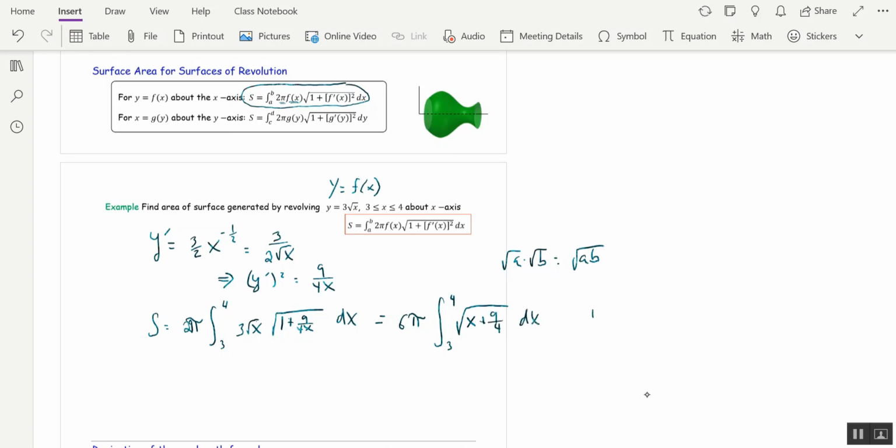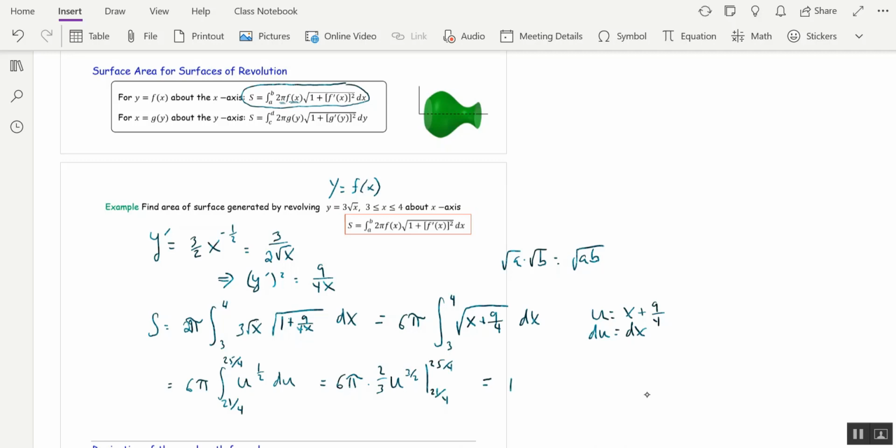So again, it's a u sub. U equals x plus 9 over 4. Du is simply dx, no modification necessary. So we've got 6 pi integral of u to the 1 half du. And now our limits, when x is 3, u is 21 over 4. And when x is 4, u is 25 over 4. And so this is 6 pi, 2/3 u to the 3 halves between those two limits.